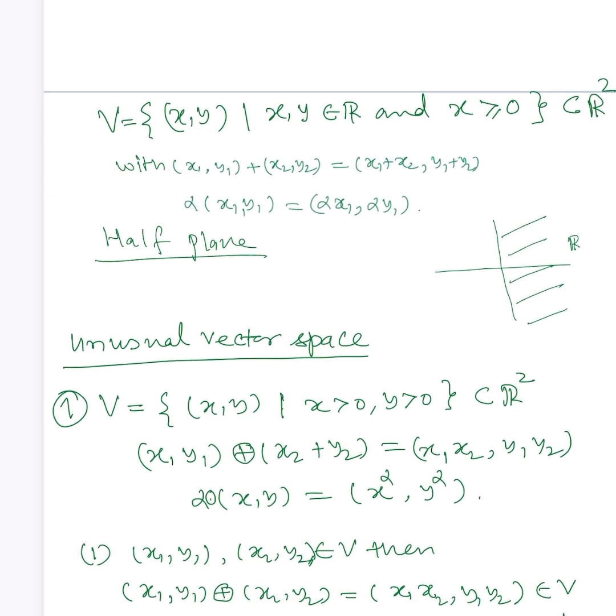Now let us do another example. Vector space V such that (x, y) belongs to R and x is greater than or equal to 0, a subset of R2. So this is basically a half plane. As I told you, if you take any alpha and multiply with a negative sign, this point becomes here, which is no longer in this space. So this is also not a vector space, right?